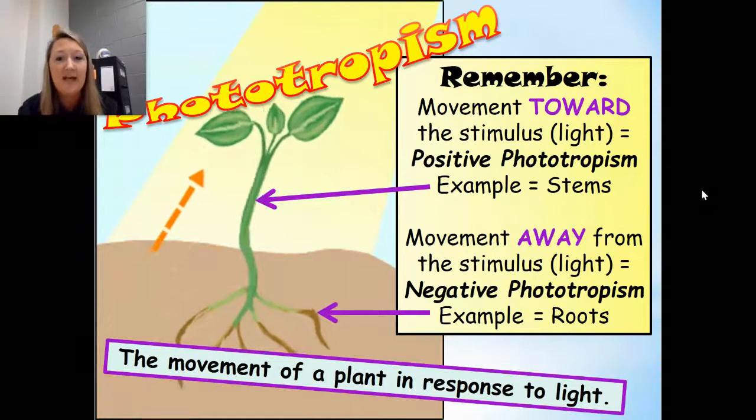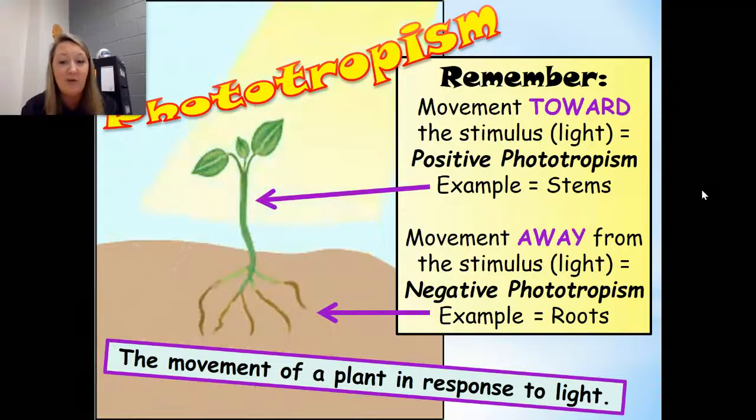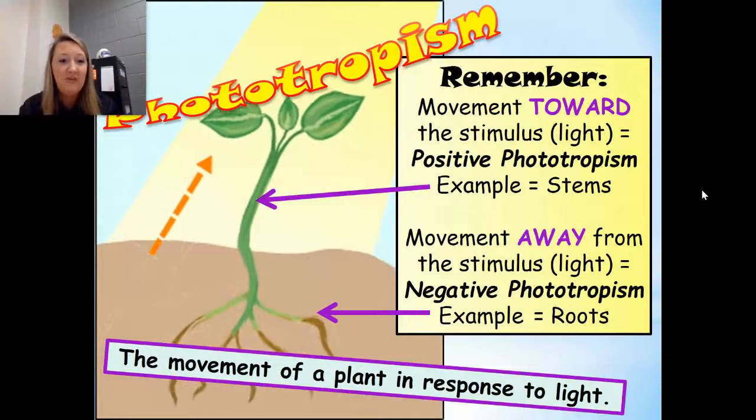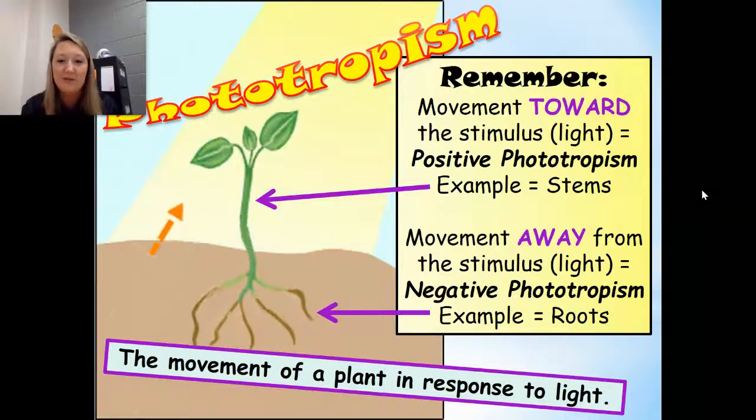We're talking about light. And so positive phototropism would be in the stems and leaves of plants. They grow towards the sun. If you've ever seen a field of sunflowers, they tilt towards the sun. That's why we call them sunflowers.